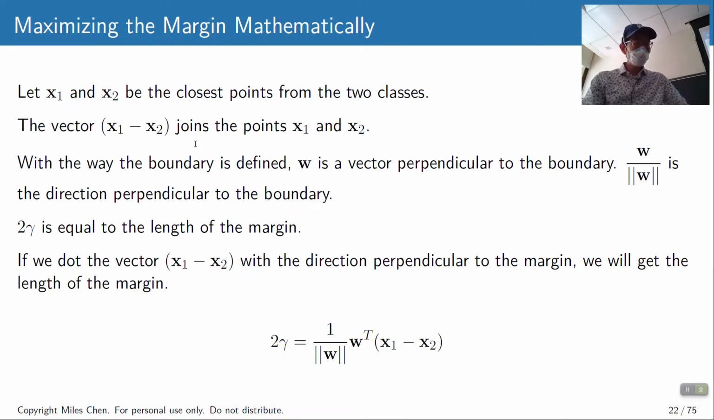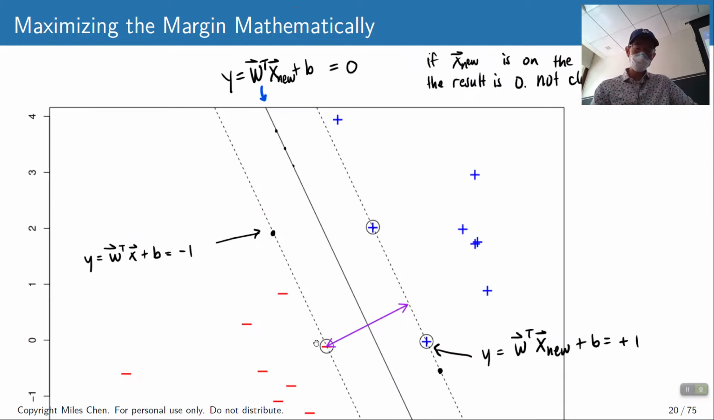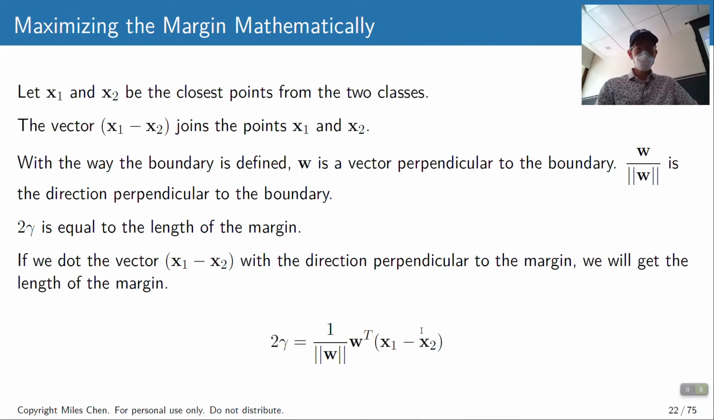Okay, so we're going to say x1 and x2 are 2 points, and I could also have used this point and this point, right? If we had this vector and projected onto this, that would result in the same distance as well, okay? So x1 and x2 are going to be the closest points from the 2 classes. That vector x1 minus x2 joins the points x1 and x2.